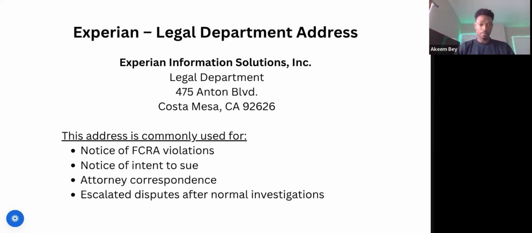So Experian's legal department address is on the screen. It's Experian Information Systems Incorporated, legal department, 475 Anton Boulevard, Costa Mesa, California, 92626. And this address is commonly used for notice of FCRA violations, notices of intent to sue, which is the type of letter that we're going to be sending on that round, attorney correspondences, and any escalated disputes after normal investigations.